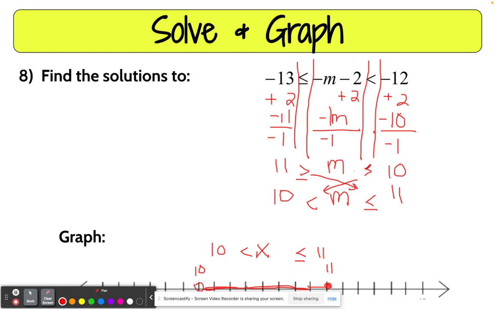When you flip a compound inequality around, you don't just take this one and turn it around. This one is over here. This one is over here. The 11 inequality has to stay with the 11. That one has the or equal to. It needs to stay with the 11.